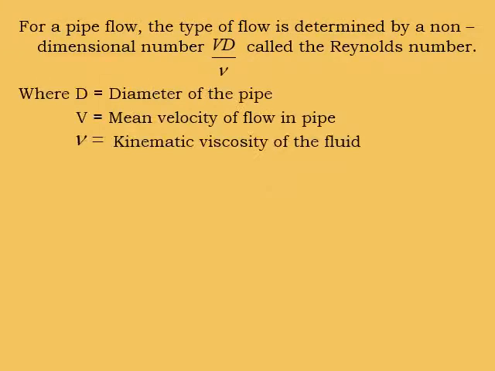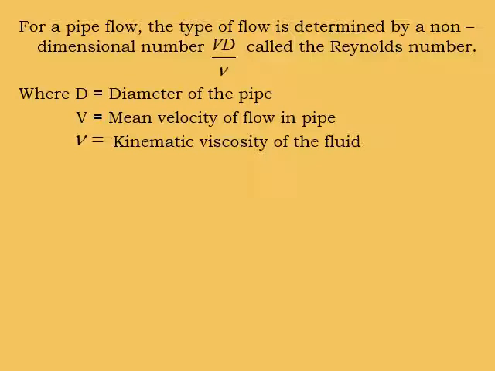Then how do you categorize whether the flow is laminar or turbulent? This is categorized based on the Reynolds number. The Reynolds number is a dimensionless number. For a pipe flow, the type of flow is determined by the non-dimensional number Vd by nu, called the Reynolds number, where D is the diameter of the pipe, V is the mean velocity of flow in the pipe, and nu is the kinematic viscosity of the fluid.